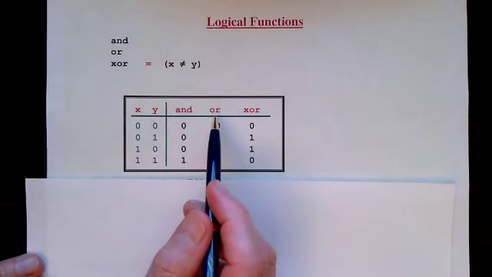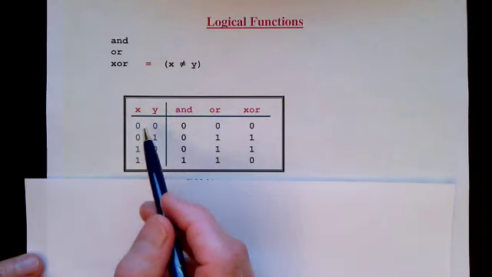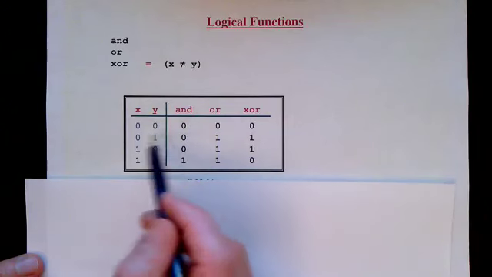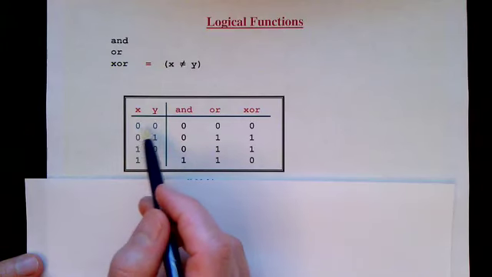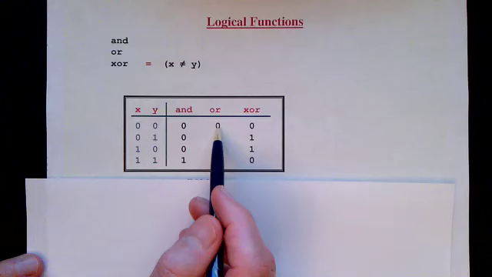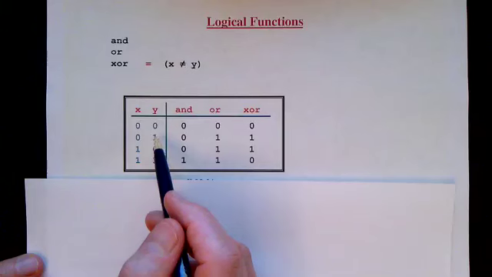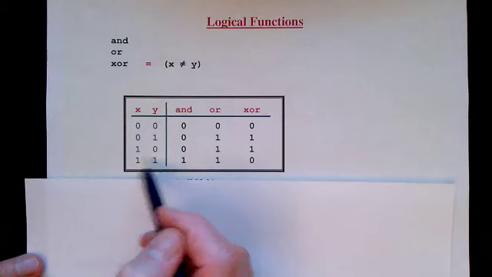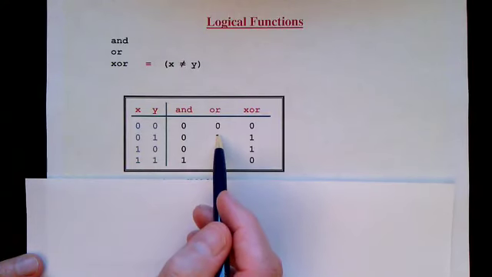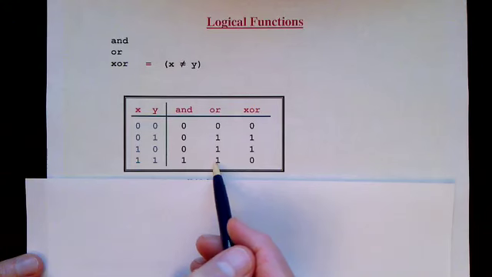Now the logical function OR is similar, except it's defined to be 1 if either x or y is 1. If x and y are both 0, then x OR y is 0. If either x is 1 or y is 1, or both are 1, then x OR y is 1.